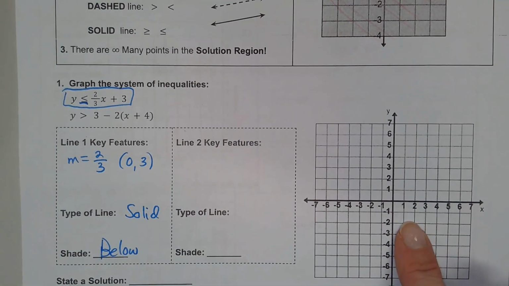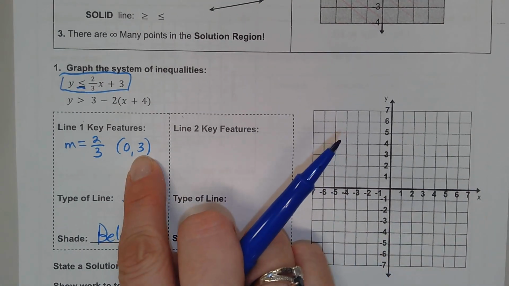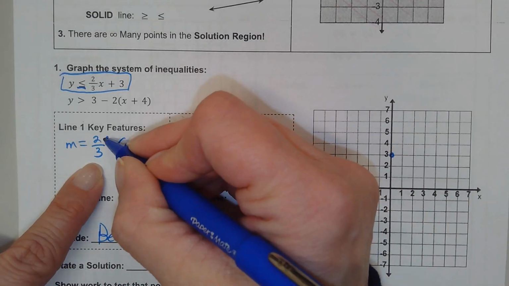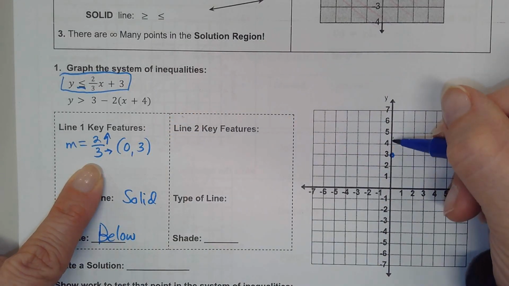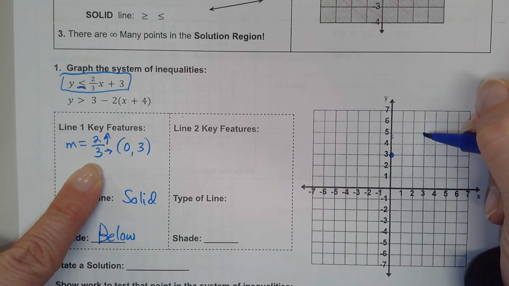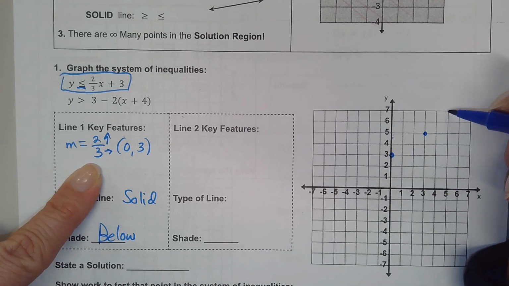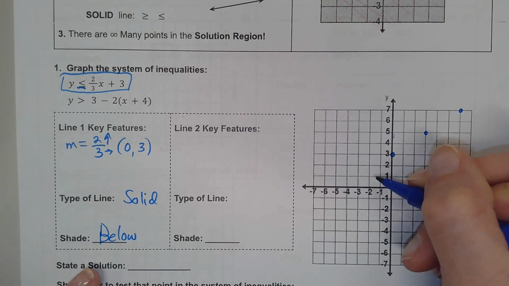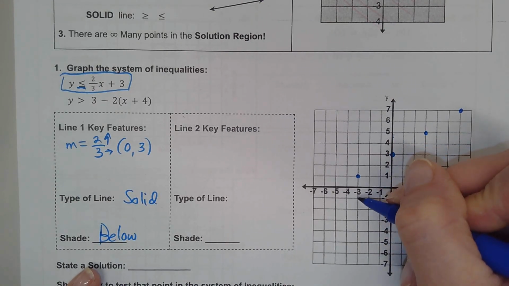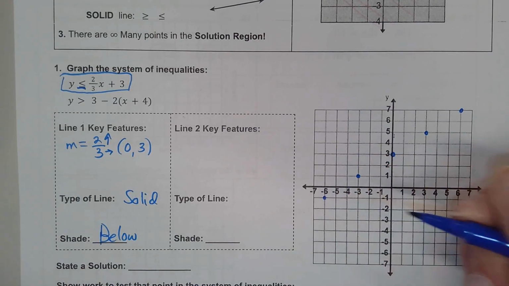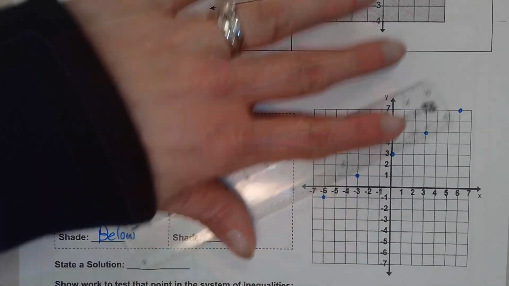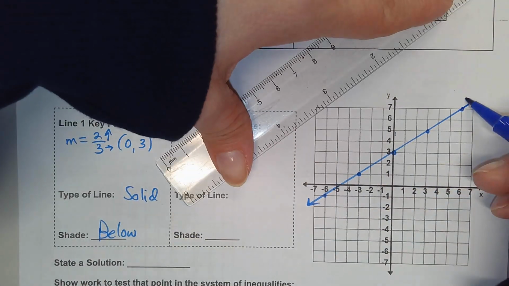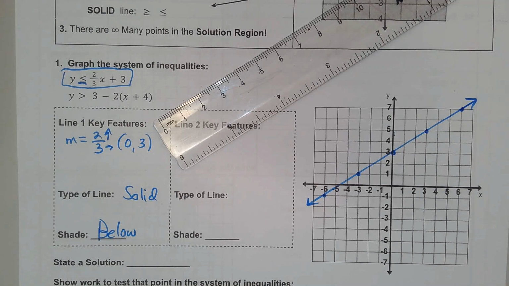So I'm going to graph that one right now before I forget. The y-intercept is at 3. Rise up 2 over 3: 1, 2, 3. Let's go the other way. Down 2, 1, 2, 3. And it's a solid line. So solid line with arrows as long as you can. The line goes forever.